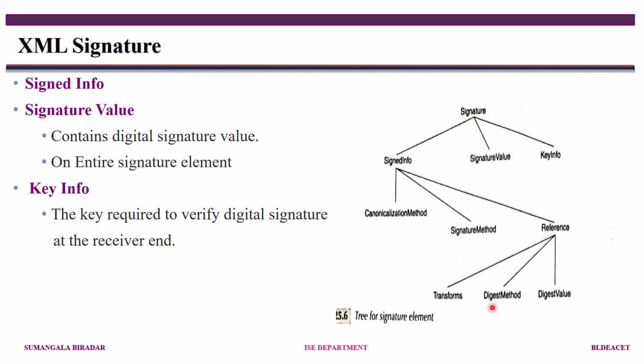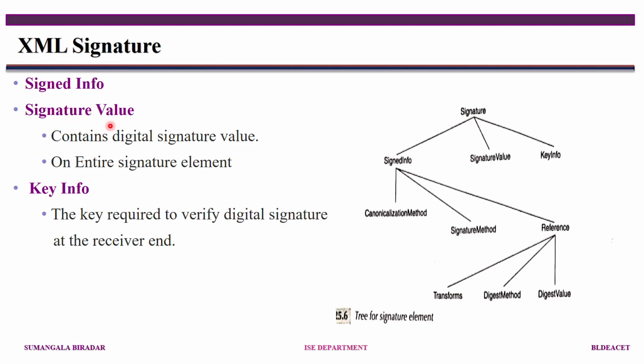So which hash function you used to get a MAC, that is the message authentication code, that method is specified, and the value you get after applying the hash function, that hash value, you call the digest value. These are the information that comes under signed info.